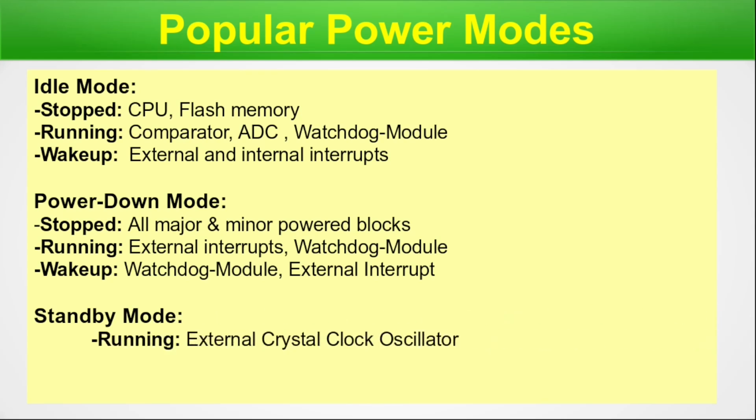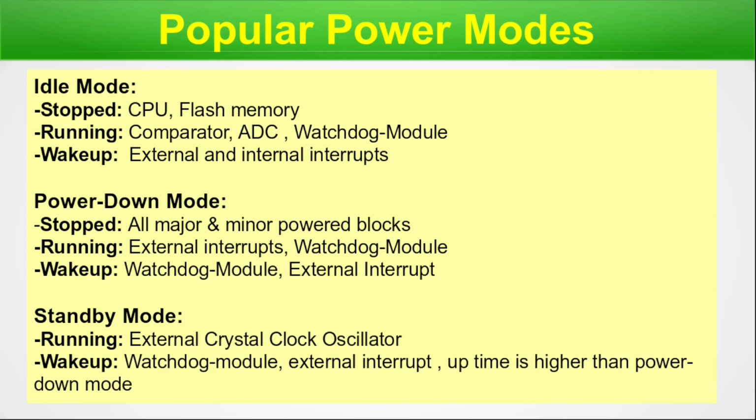Let's move on to the next one. Standby mode. What is running? External crystal clock oscillator. In standby, generally there is an XTAL which works as an oscillator. So that XTAL is running. Wake up: how does it wake up? Through the watchdog module, through external interrupt. Wake up time is faster than the power down mode. So in standby mode, there is no stop because it is a standby mode. So these are a few generic power modes, and if you consult the datasheet, whether it is an IC or IP, you will find similar names or maybe the exact names or maybe some variant of them as a power mode. We are done with this particular slide.